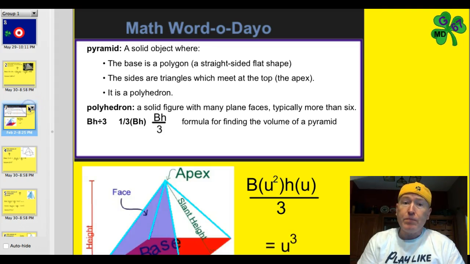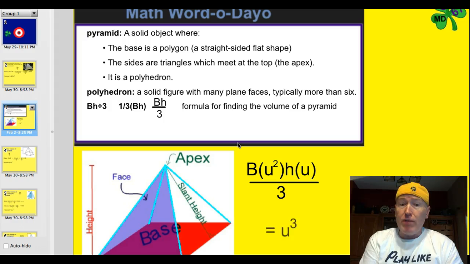Let's get rolling. Some words to talk about here. First of all, pyramid. That's a solid object whose base is a polygon, a straight-sided, flat, closed shape. The sides are triangles, which means they meet at the top. It doesn't matter what the base is. It could have a hexagonal base, but still, the sides are triangles that meet at the top, which is the apex. It's a polyhedron, and a polyhedron is a solid figure with many planes and faces, typically more than 6.